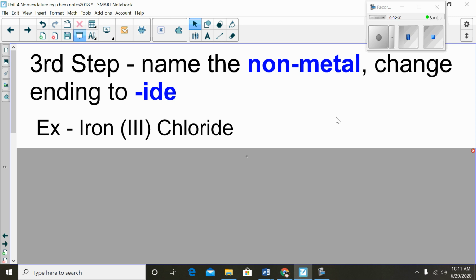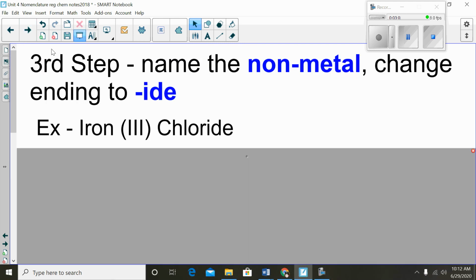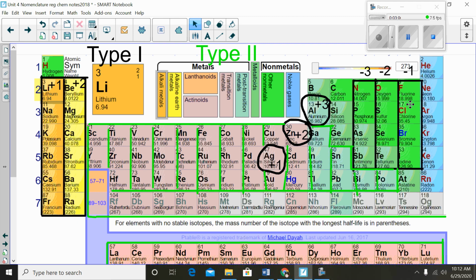So let's practice. So my first example is called iron 3 chloride. So that 3 is a Roman numeral, and that's the charge on iron. So the first thing you have to figure out, though, is the symbol for iron, which is not Ir, which is iridium. It's actually Fe, right? Because we learned why some of the names don't match their symbols, right? It's coming from a different language. So iron is Fe, and the charge is +3. And then chloride is over here. It's in my -1 group.